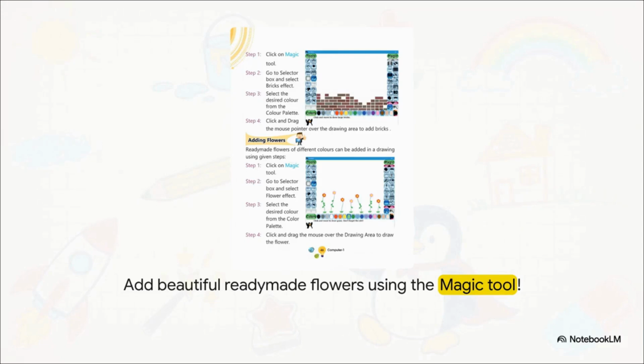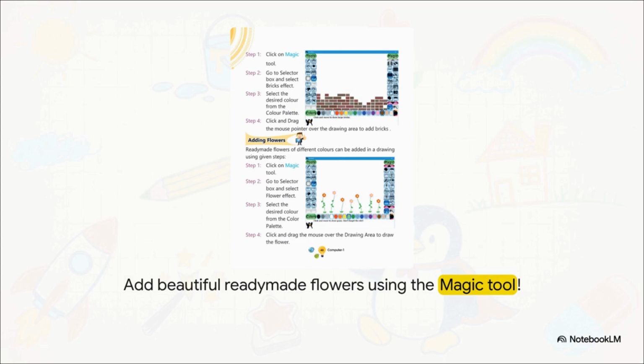Check out page 46. We can actually add beautiful, ready-made flowers to our drawing. To do this, step 1 is to click on the Magic tool again. Step 2, go to the selector box on the right and select the flower effect.